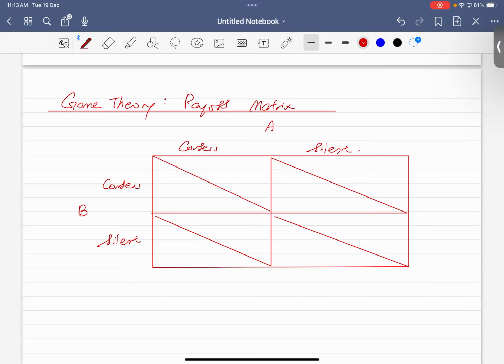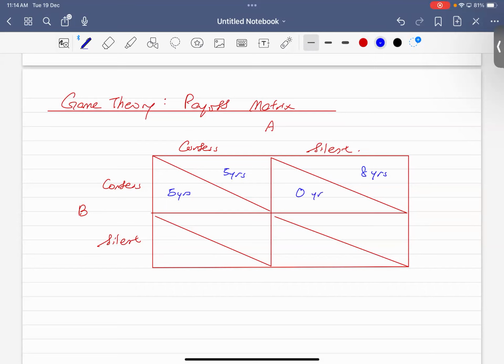So, for example, let's say both of them confess together. Then they both will get 5 years of jail term. Now, if B confesses but A remains silent, A will get into trouble because he remains silent. He's not cooperative, right? So he will get 8 years of jail term, and B will get away with 0. He will get away from jail term because he cooperates with the police.